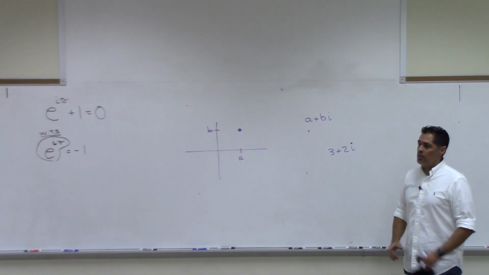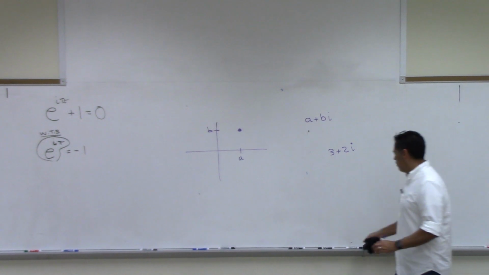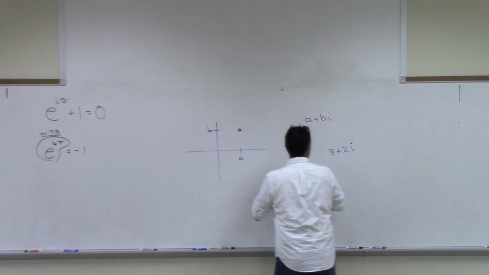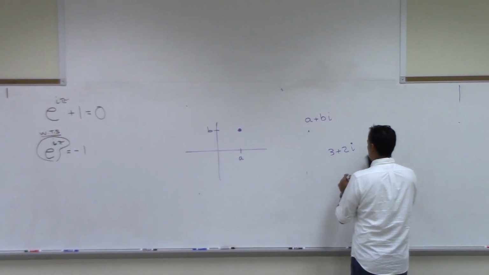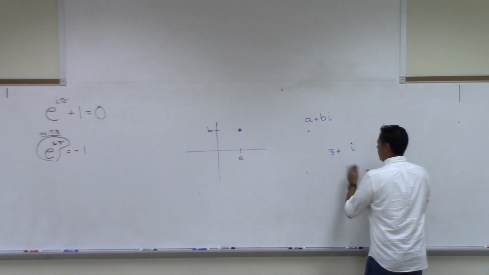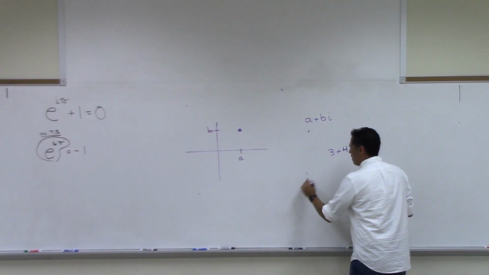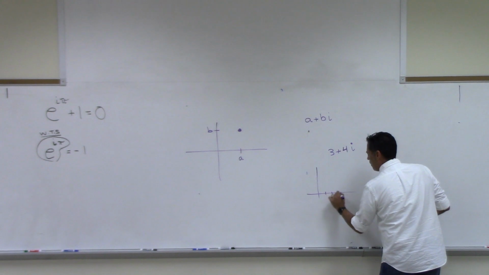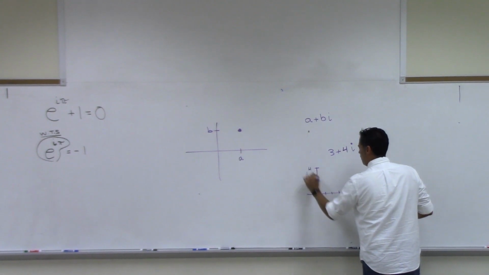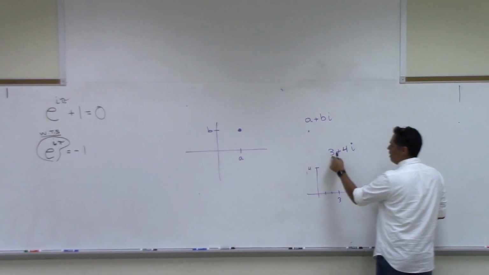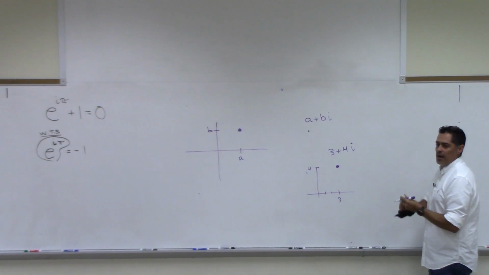There's another way you can write that number. Let me do a different example. Let me go 3, 4i. So that means I would go to the right 3 and go up 4. That complex number can be written this way, or you can write it this way.